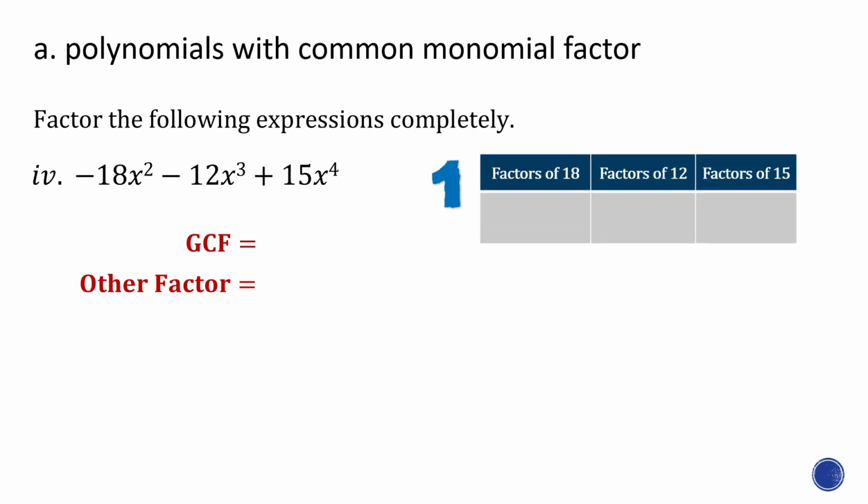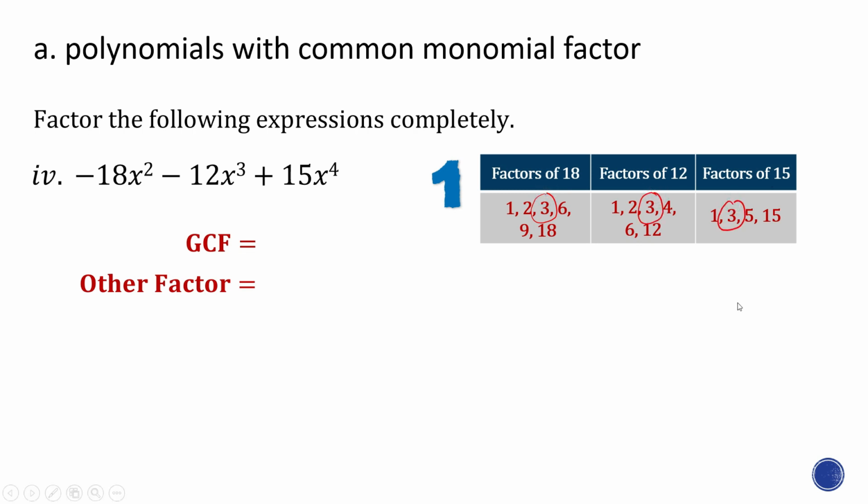The first step is find the GCF of the numbers. That's 18, 12, and 15. So when it comes to 18, factors of 18 are 1, 2, 3, 6, 9, and 18. Factors of 12 are 1, 2, 3, 4, 6, and 12. And then factors of 15 are 1, 3, 5, and 15. So what is the largest common factor among the 3 numbers? That is correct. It is equal to positive 3.